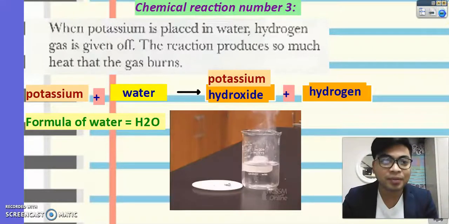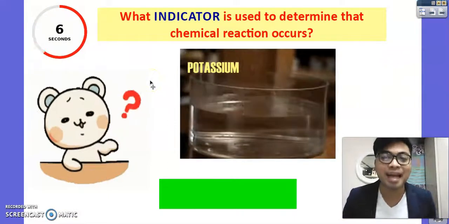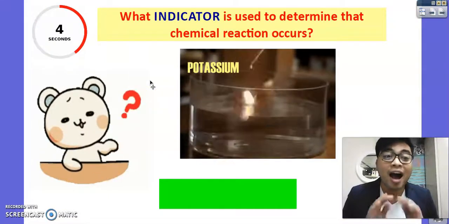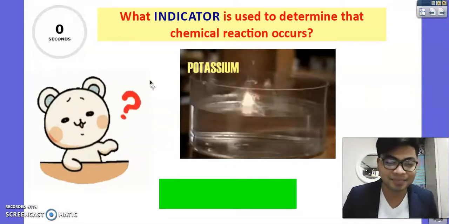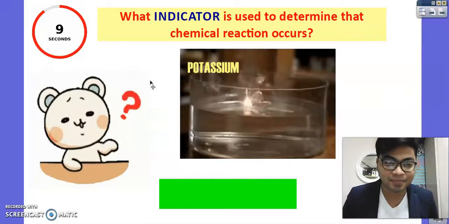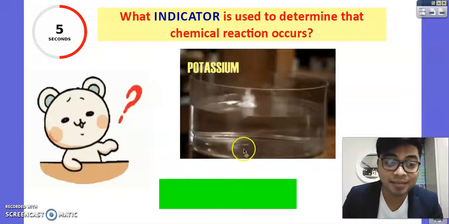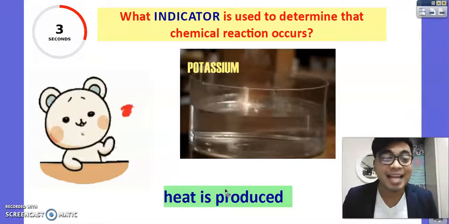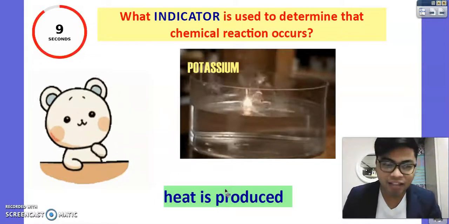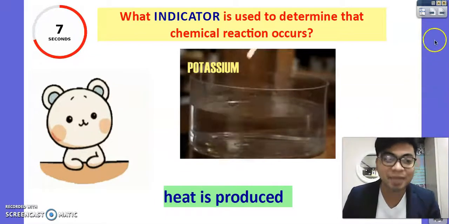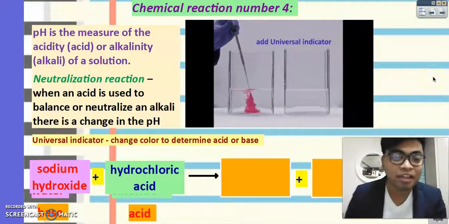So what do you think is the indicator which is used to determine that a chemical reaction occurs other than the production of gas? Did you answer heat? Let's see. Heat is produced. So if there's heat involved, a chemical reaction is taking place. Very good. Let's take a look at our chemical reaction number 4.